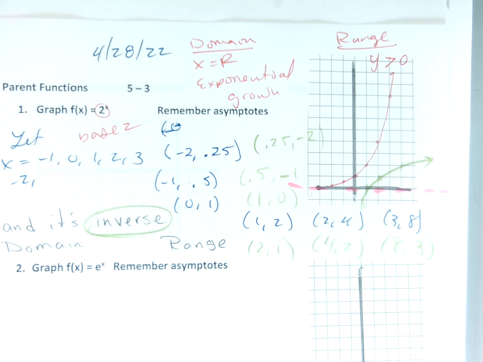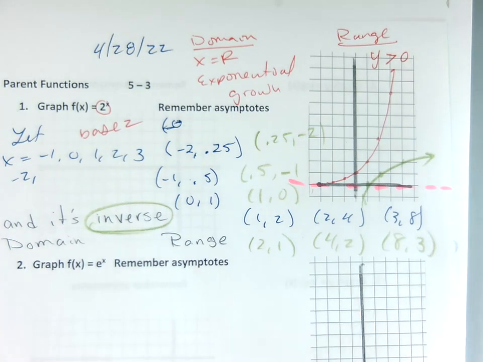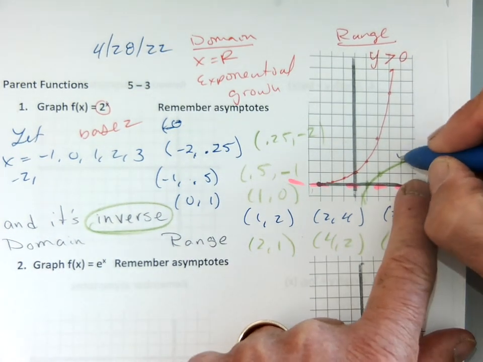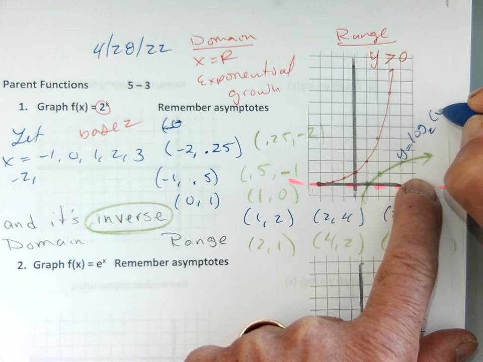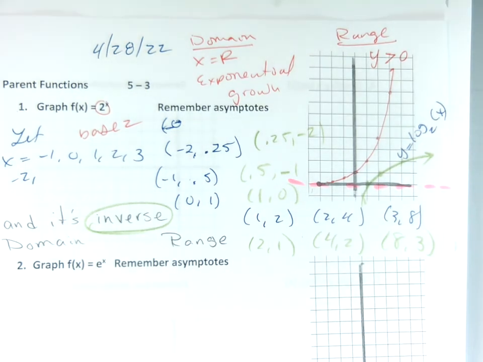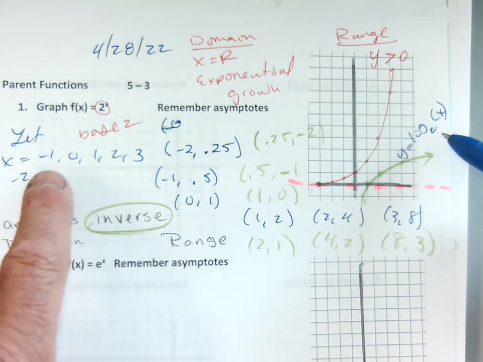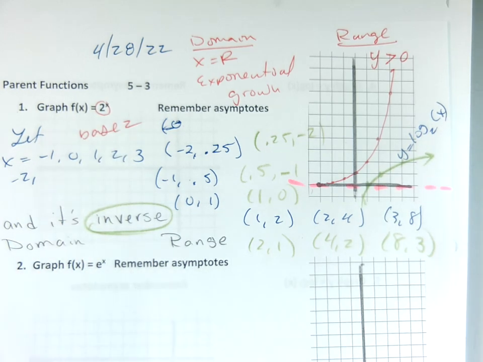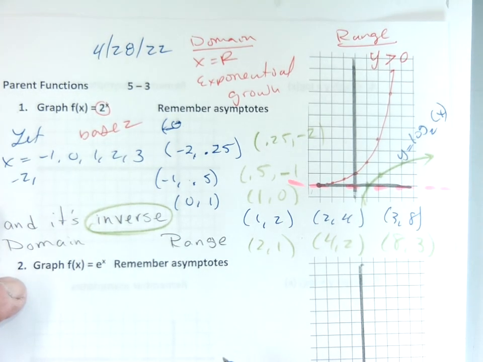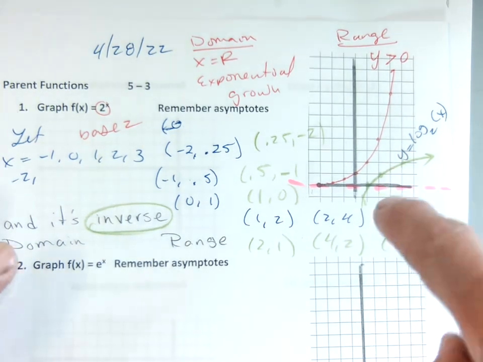Now, if I look at its inverse, the inverse is a logarithm. So the inverse equation is y equals log base 2 of x. That's the equation of the inverse, okay? Base 2, because it is base 2, right, of x. So that's my logarithm.